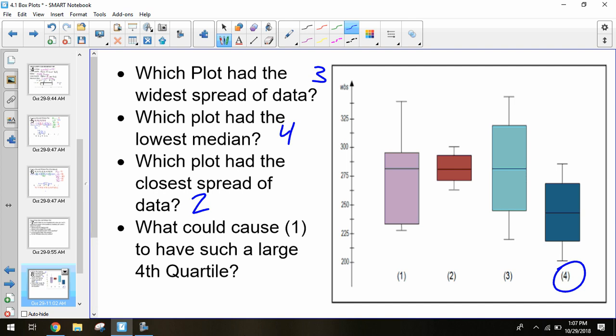Now if we look at 1, our box plot for 1 seems kind of normal, except what do you notice about that whisker? Longer than the other one. What do you think could make that whisker so long? It could have a large range of numbers. Another thing that could also make this whisker so long, boys, listen up, at the top of 1, is it could have an outlier.